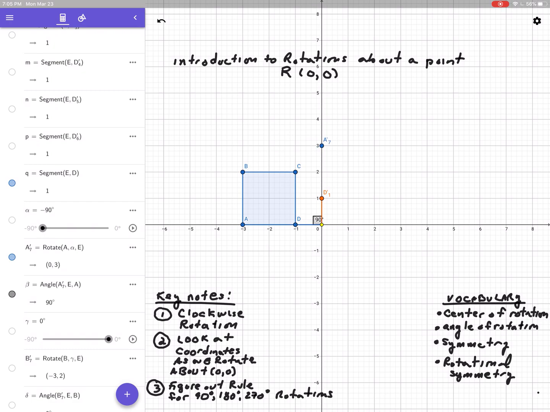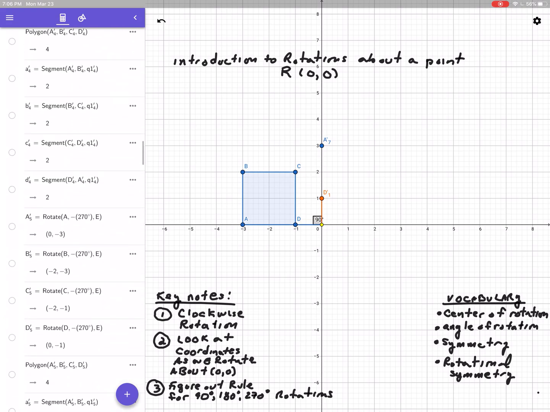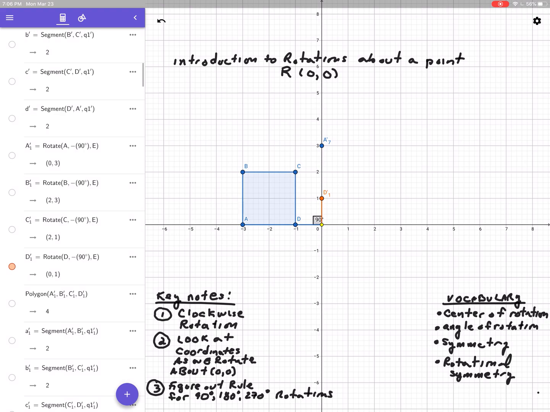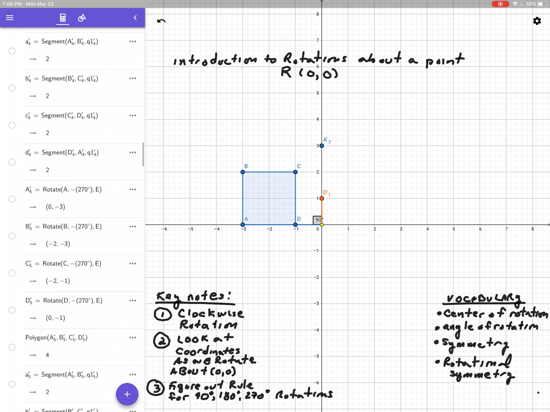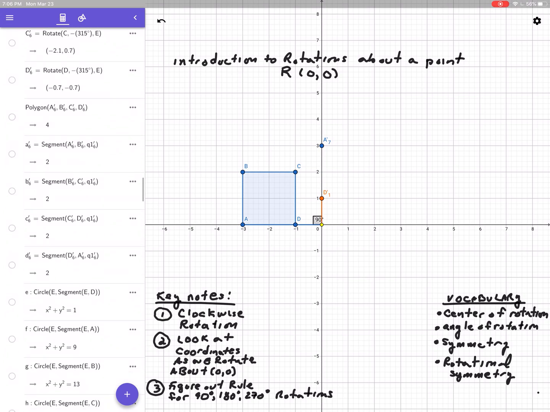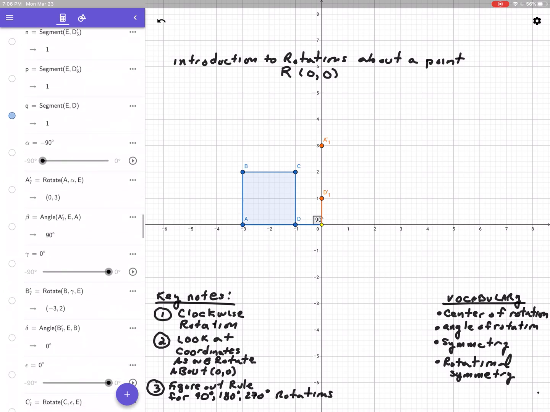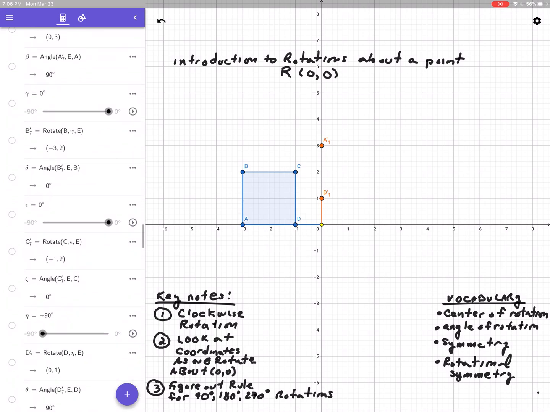Now, I'm going to make another point there that's going to be called A1 prime. So I'm going to go back up here and look for my A1 prime, and I'm going to click off the A7 prime, because we don't need it anymore. And I'm going to cut off the angle as well. Now you can see that we've rotated 2 points, the pre-image AD to its image, respectively, A1 prime and D1 prime. Now we're going to take B and C and do the same thing.